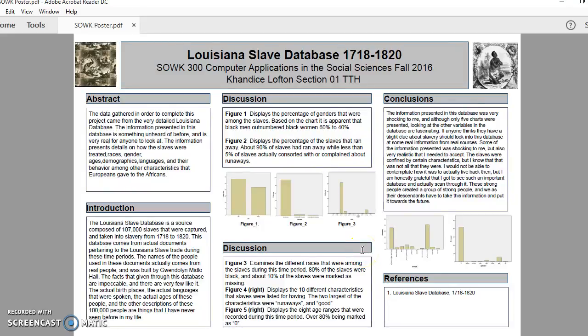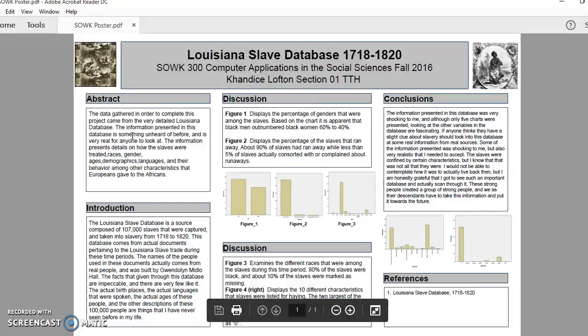Hello, this is my Louisiana slave database poster based from 1718 to 1820, Social Work 300 Computer Applications, Fall 2016, Candace Lofton.